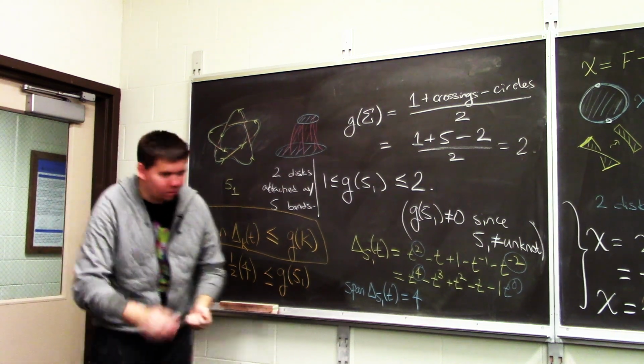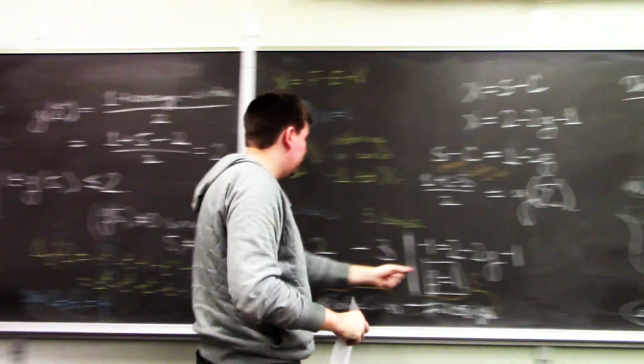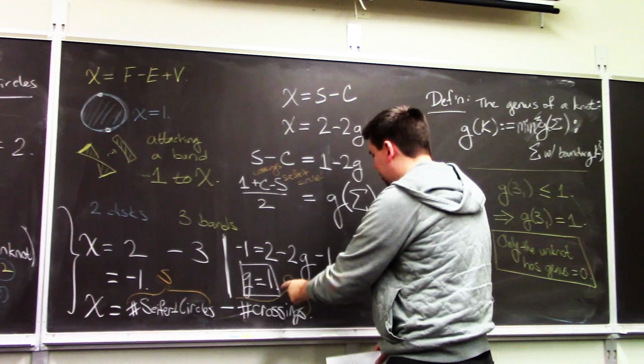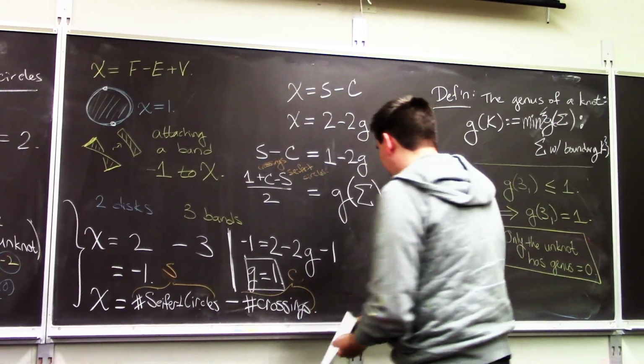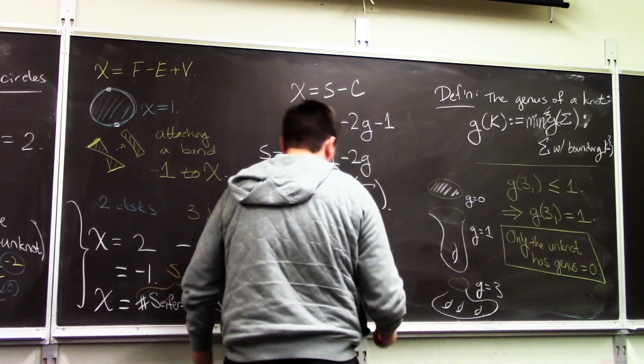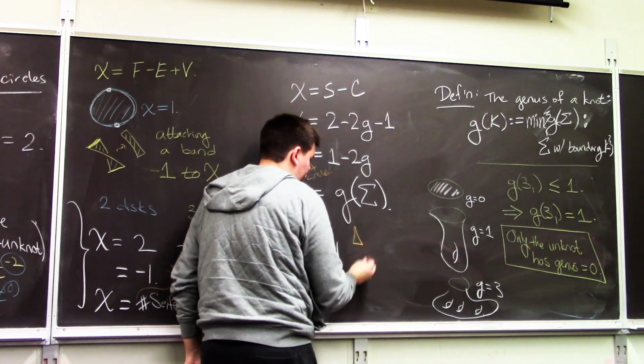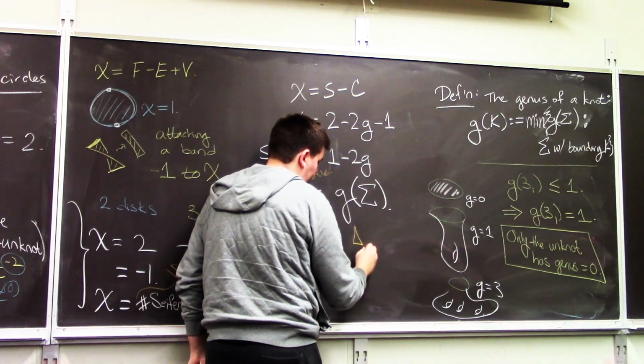Let's look at one more example. Come back to the trefoil. We said that the genus of the trefoil is equal to 1. I mean, we can do the Alexander trick here. What is the Alexander polynomial for the trefoil, for 3_1?